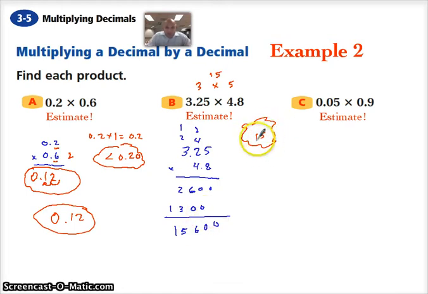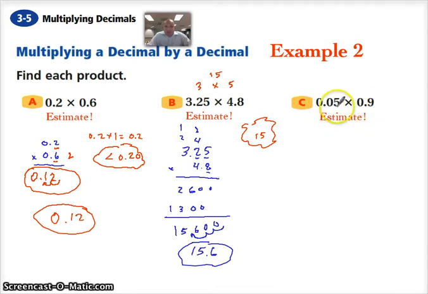But in actuality, I've got to count how many decimal places I have. And I have 1, 2, 3 total decimal places to the right of the decimal point. So with 3 decimal places, I move this over 3, 1, 2, 3. And my answer is 15 and 6/10. Now is 15 and 6/10 close to 15? Absolutely. So I am going to go ahead and keep that as an answer.